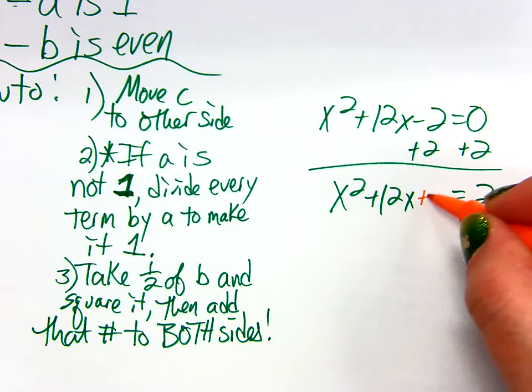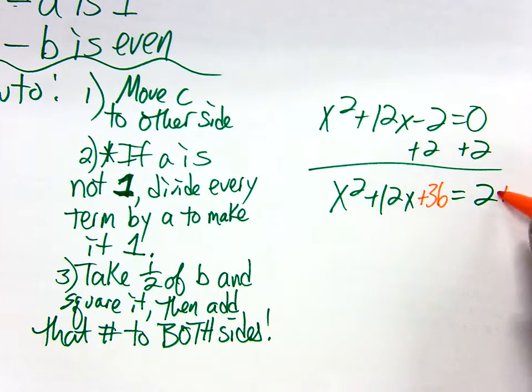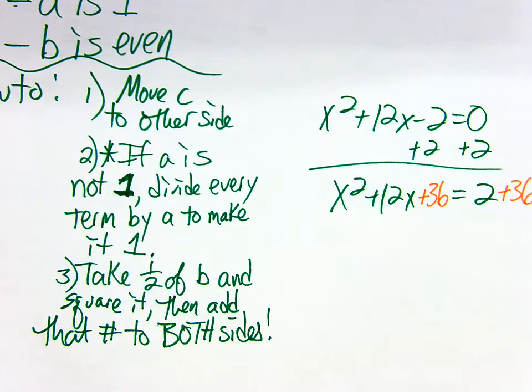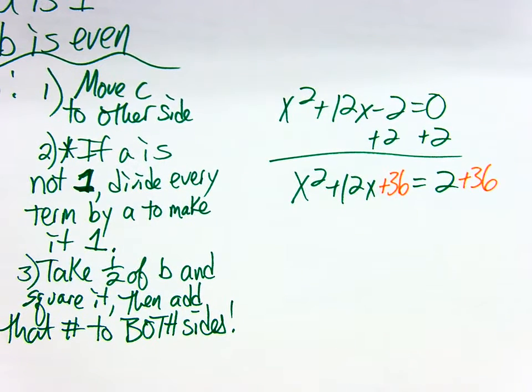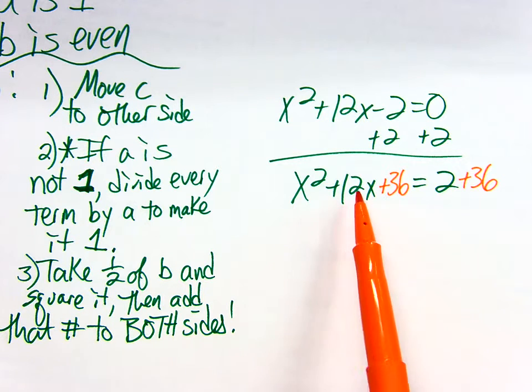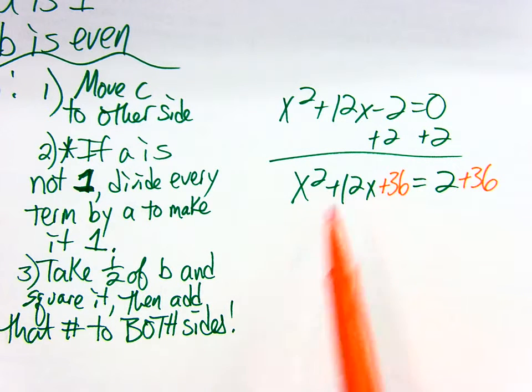So I'm going to add 36 to both sides of my equation. See that? So I added 36 to both sides. A common mistake is to forget to add to both sides. But you have to add to both sides, otherwise it's not going to work. It's my magic number here, half of b squared. So half of 12 is 6, and 6 squared is 36.